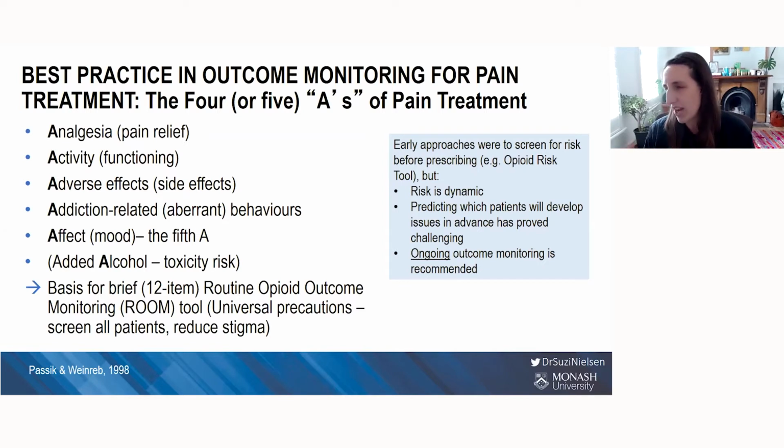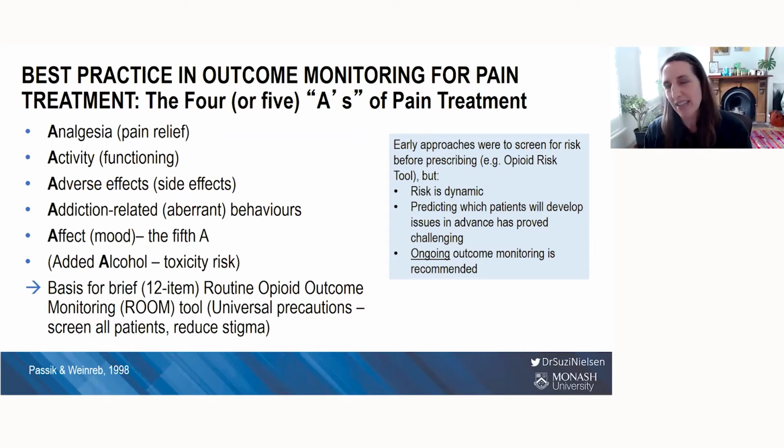And so the work that I've done is to develop this brief 12-item routine opioid outcome monitoring tool. The idea is this is something that could be used. The wording and the content has been developed so it's relevant for all patients. And having something that you can use with all patients also helps to reduce feelings of people being targeted and reduce stigma that any particular patient is being singled out, that these are really important outcomes for any person who's on long-term opioids.